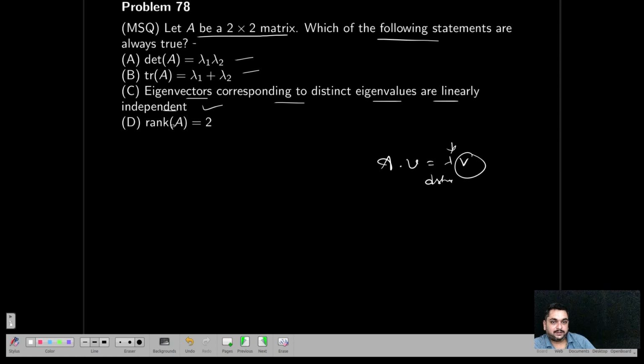So how can you find this? The rank of A can be 2 only if you assume lambda 1 and lambda 2 are not equal to 0, but they haven't mentioned anything. So if lambda 1 or lambda 2 is equal to 0, then rank will be less than 2. It cannot be 2, right? Because it is not invertible. So this is not correct.